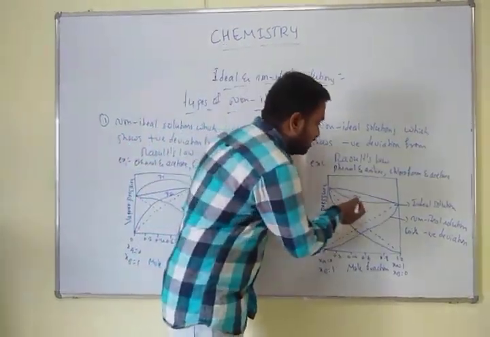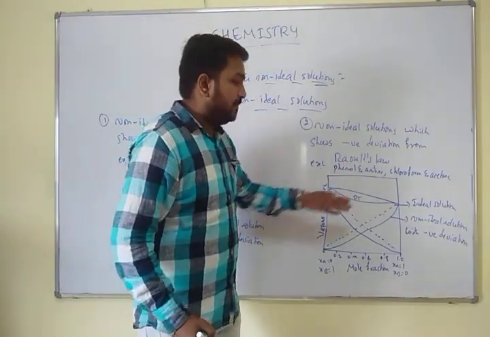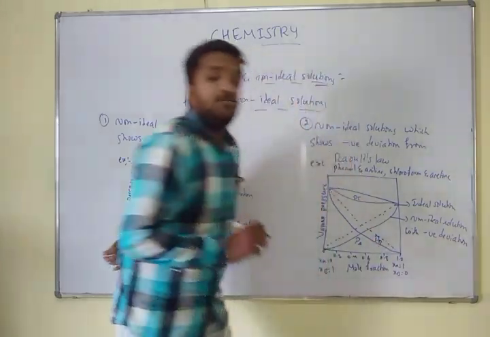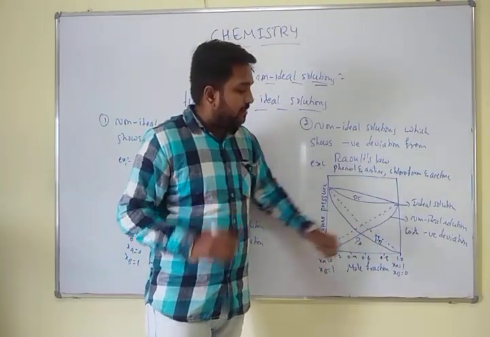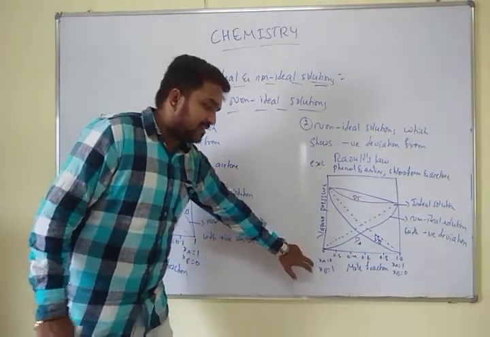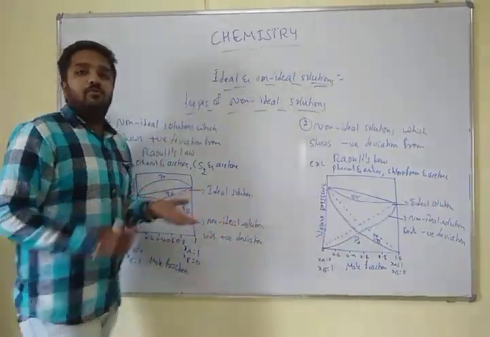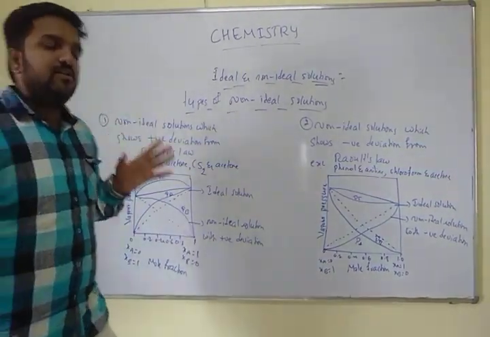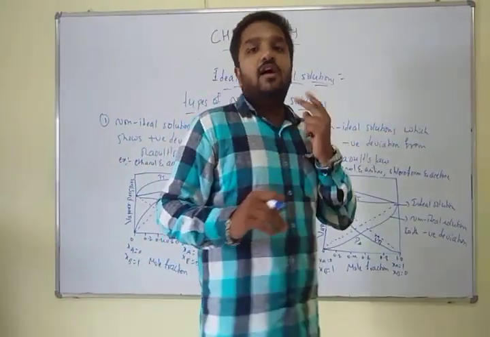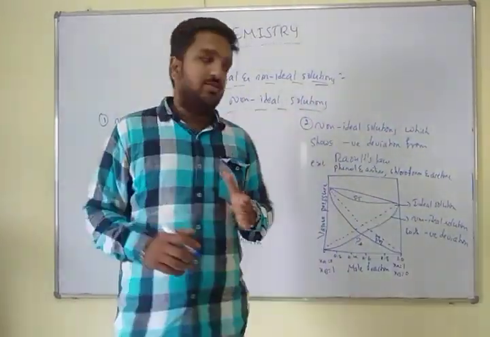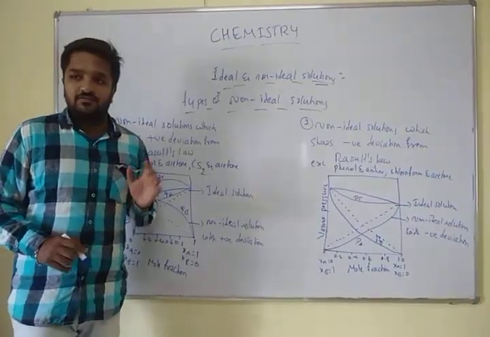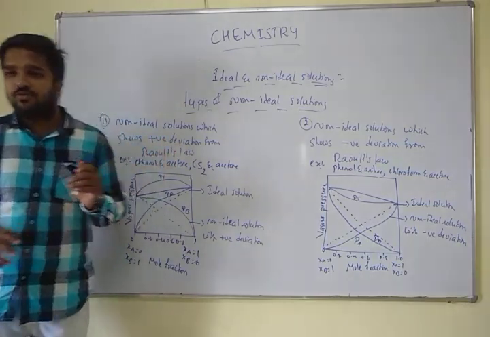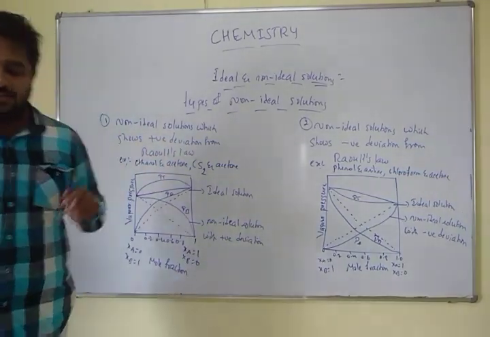So in this case, PT is the total vapor pressure, this is PA and this is PB. PA is the vapor pressure of component A and PB is the vapor pressure of component B, and XA and XB are the known things, the mole fractions of A and B. Clear? This is regarding non-ideal solution. Non-ideal solutions basically do not obey Raoult's law, and we have two types of non-ideal solutions, and we have a graphical representation of these two. Now let us see the differences between these two: positive deviation and negative deviation non-ideal solutions.